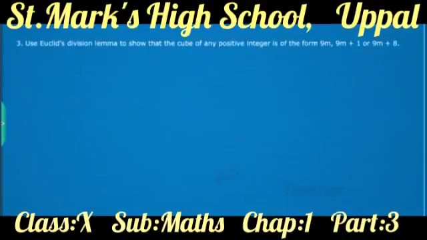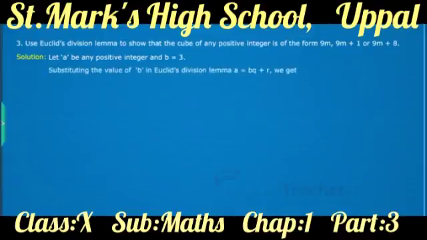Problem 3: use Euclid's division lemma to show the cube of any positive integer is of the form 9m, 9m plus 1, or 9m plus 8. Solution. Let a be any positive integer and b equal to 3. Substituting the value of b in Euclid's division lemma, a equal to bq plus r, we get a is equal to 3q plus r, where 0 is less than or equal to r, which is less than 3. Let it be equation 1.